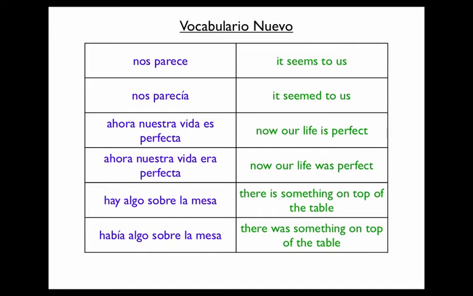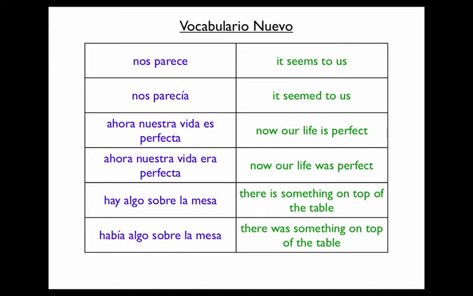Ahora nuestra vida es perfecta. Remember, the H is silent in Spanish, so it's ahora. Ahora means now. Nuestra means our. Vida is life. Es perfecta. So now our life is perfect. Ahora nuestra vida era perfecta. Now our life was perfect. Era means was.